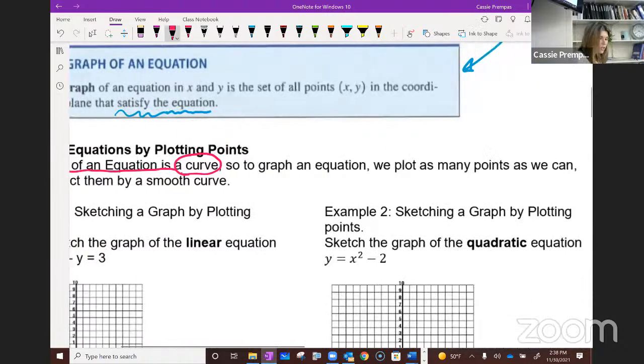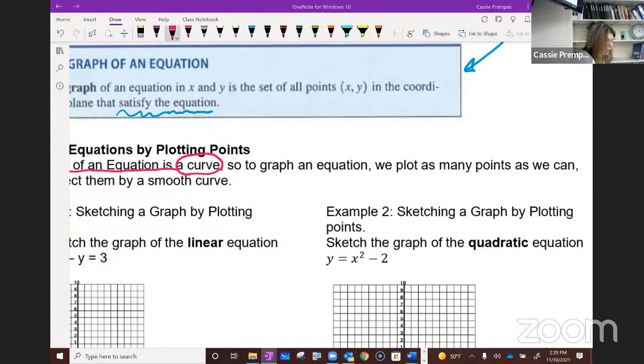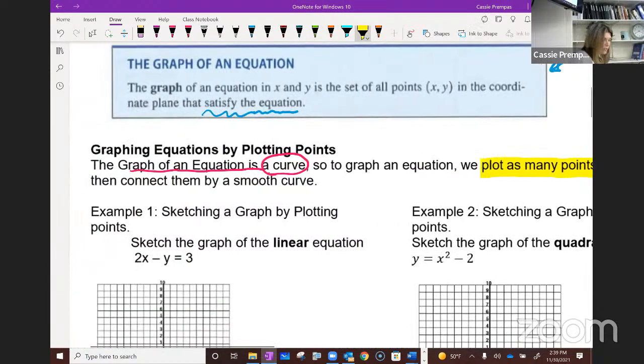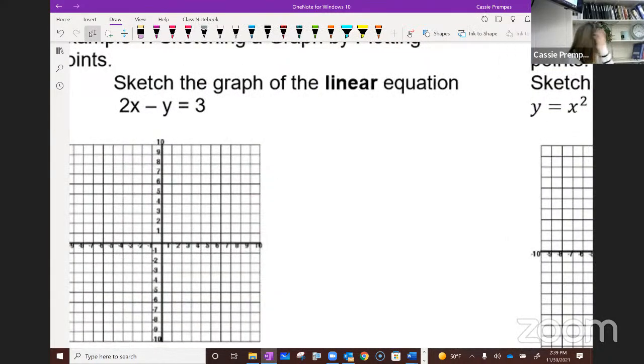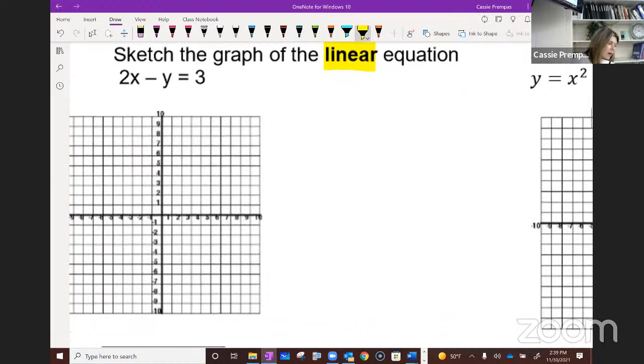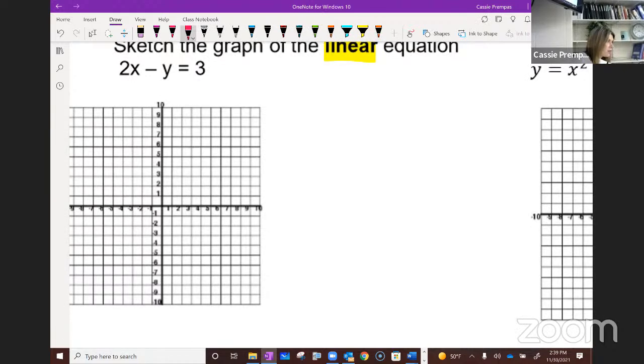To graph an equation, this is key. If you're working with your homework tonight and you don't know what the graph looks like, plot as many points as you can until you can connect them with a smooth curve. Sophie. Yeah. So let's go ahead and start with this first one. I've told you that it's a linear equation, but let's say we didn't know that. If I didn't know that, I would just plot x and y values. And most often it's easiest to plot them using a table.